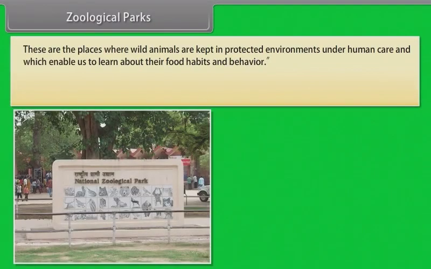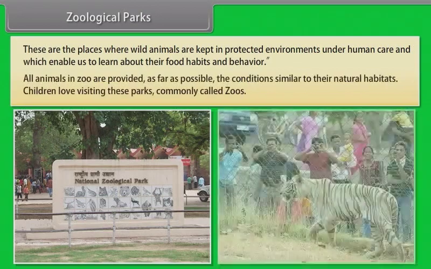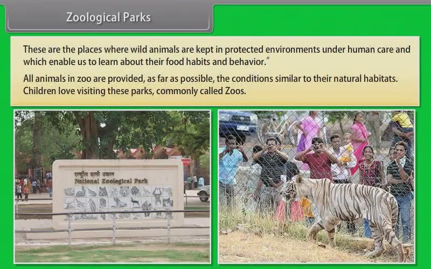Zoological Park: these are the places where wild animals are kept in protected environments under human care, which enable us to learn about their food habits and behavior. All animals in a zoo are provided, as far as possible, the conditions similar to their natural habitats. Children love visiting these parks, commonly called zoos.